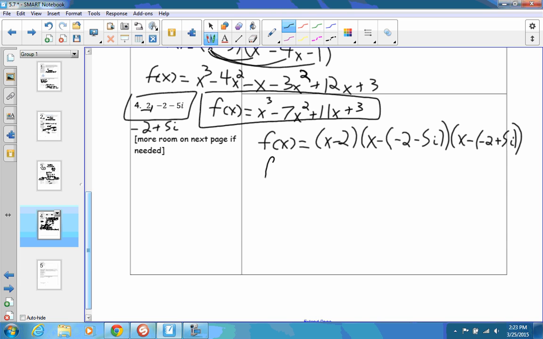All right, let's distribute these negative signs. Minus 2. What is the square root of i? Is it negative 1? Or i squared? Yes, because we'll get to that. Don't worry. Plus 2 plus 5i. x plus 2 minus 5i.